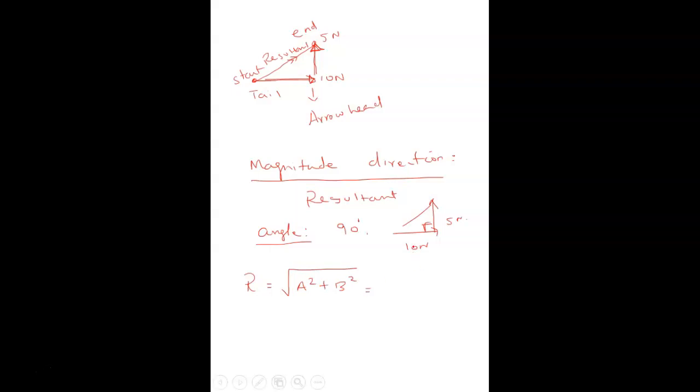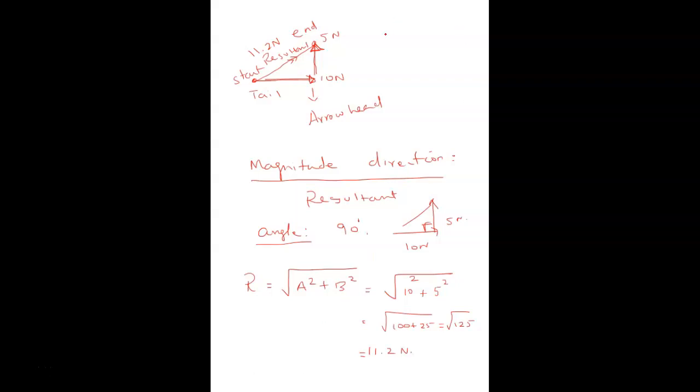Assume a is 10 Newton, assume b is 5 Newton. So 10 squared plus 5 squared, 100 plus 25, the square root of 125 will be 11.2 Newton. So now we found the resultant value, it is 11.2 Newton.